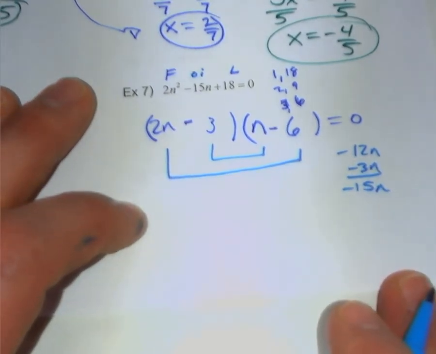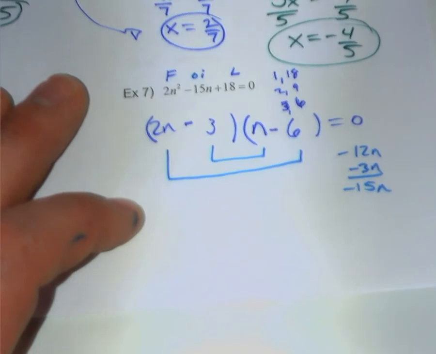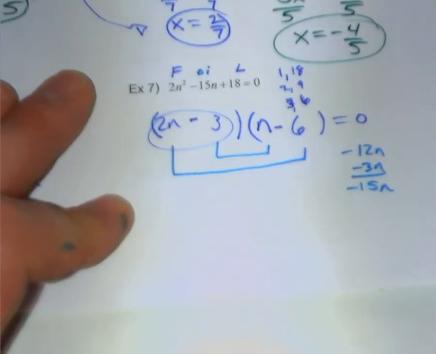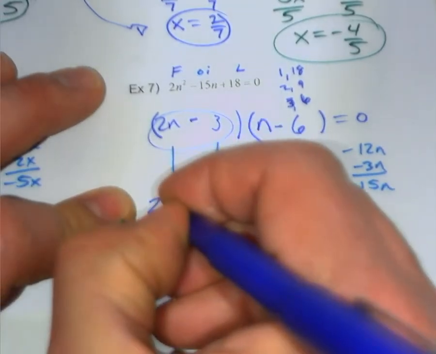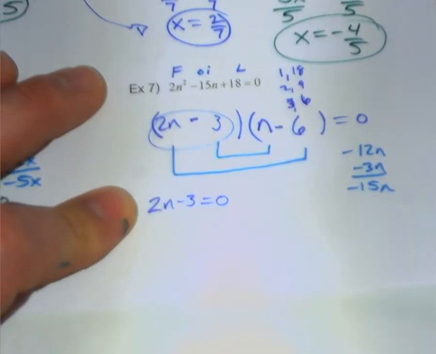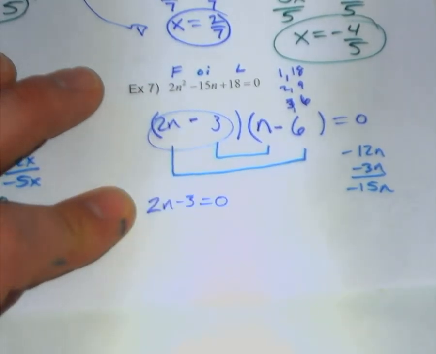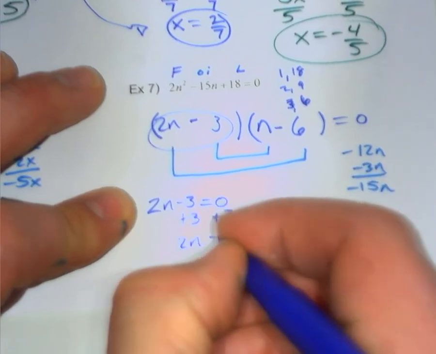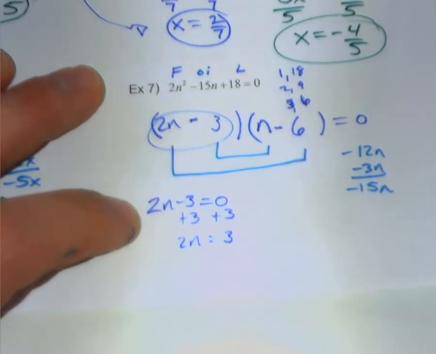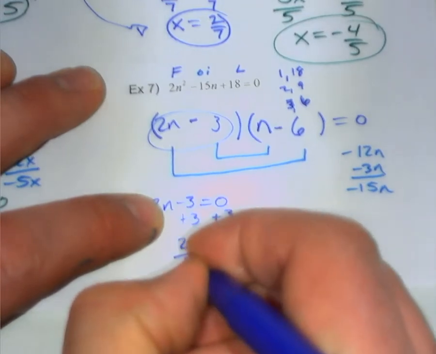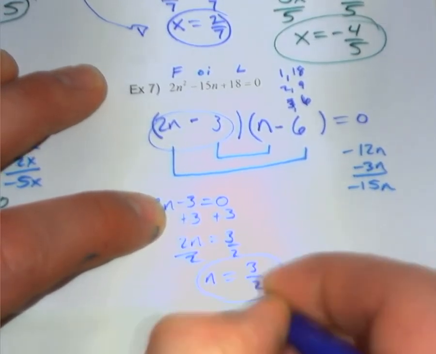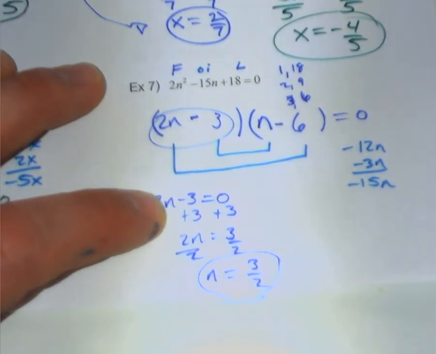Are we done? No. But it's pretty easy to finish up. Take each quantity and set equal to 0 and solve. Again, these are tougher because there's a number in front. Okay. Add the 3 over. 2n is equal to 3. Divide it. N equals 3/2. If you give me the decimal, that's okay. I prefer fractions reduced.